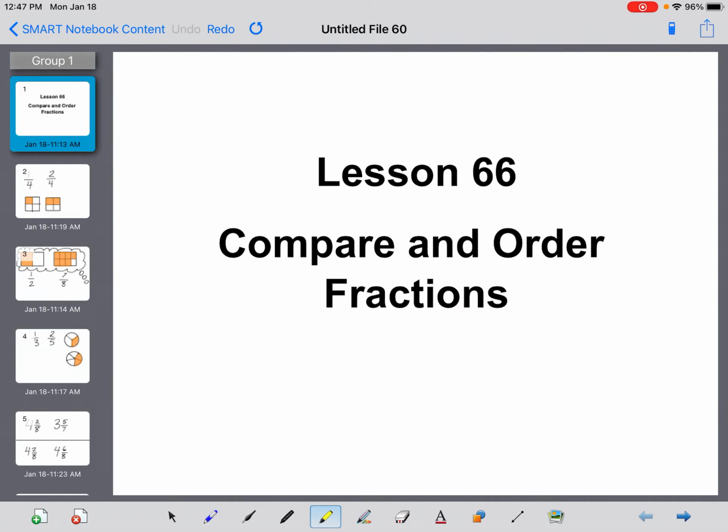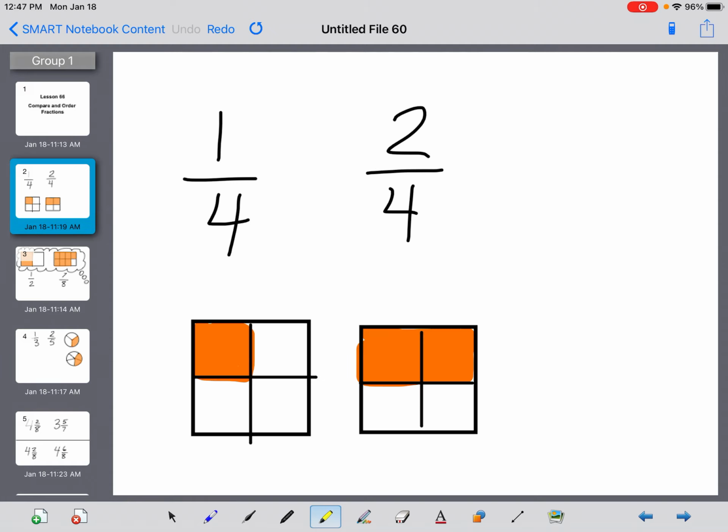Lesson 66, compare and order fractions. So today's lesson is going to be all about looking at two or more fractions and deciding which of the fractions is larger. Sometimes that's very simple to do, especially when you have two fractions that have the same denominator.